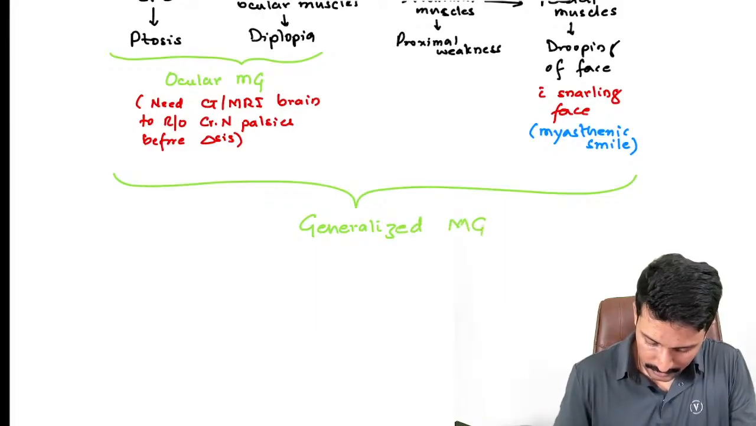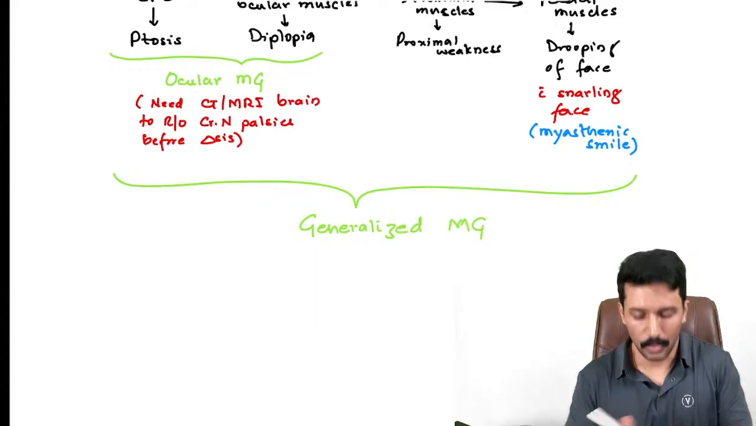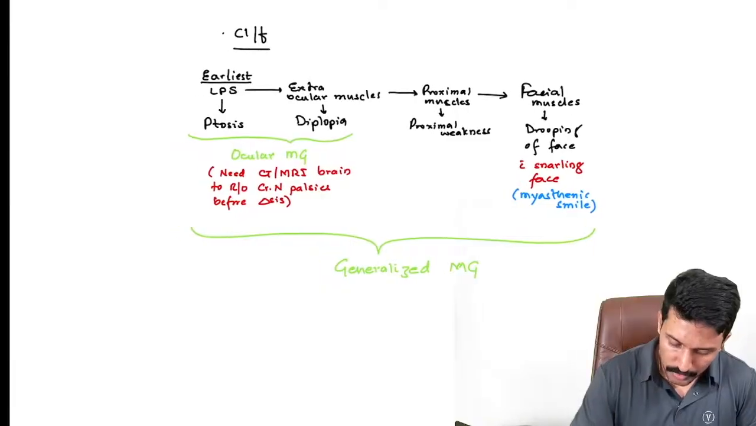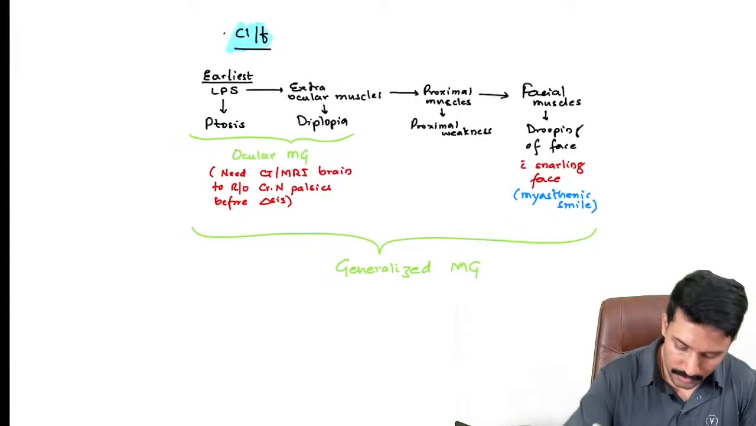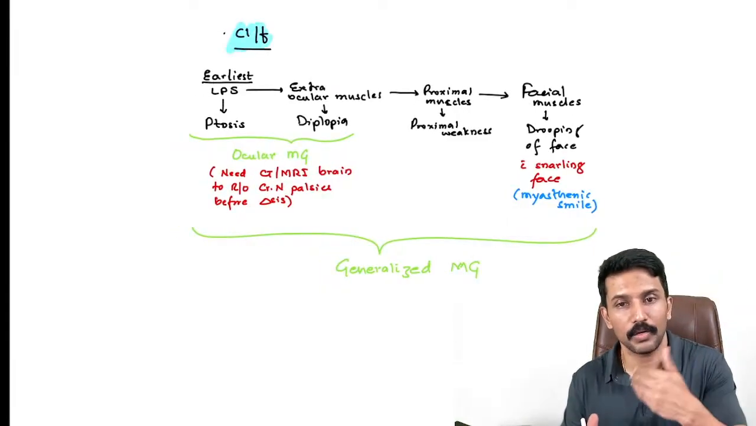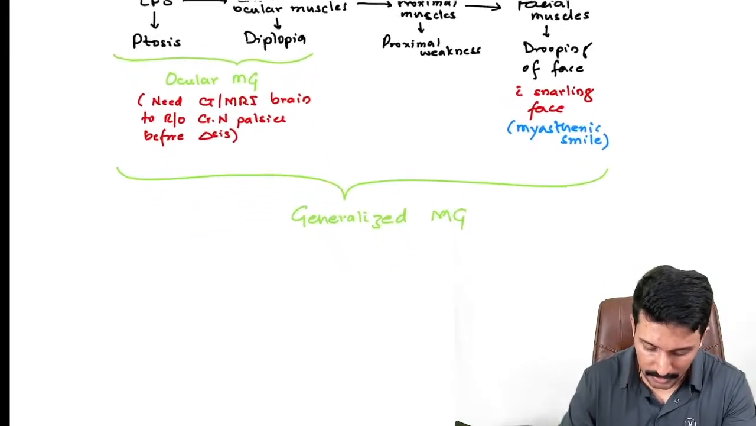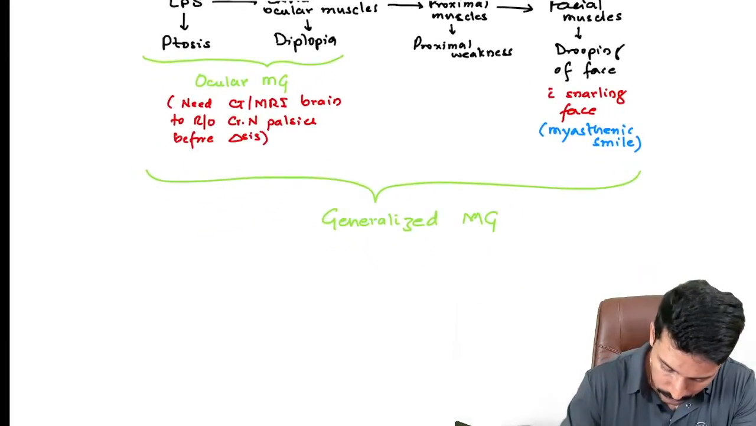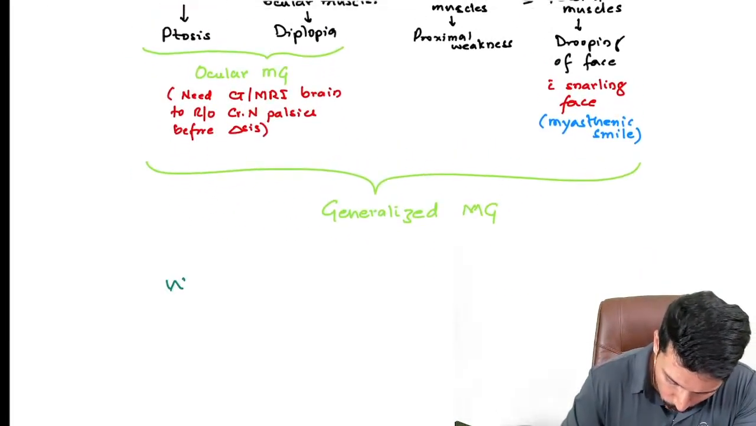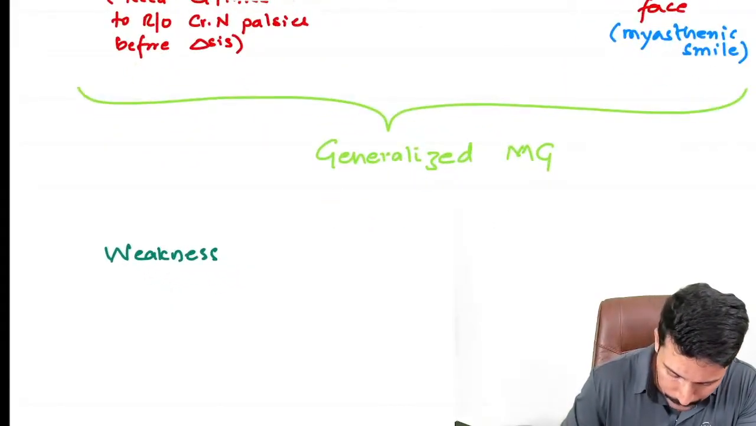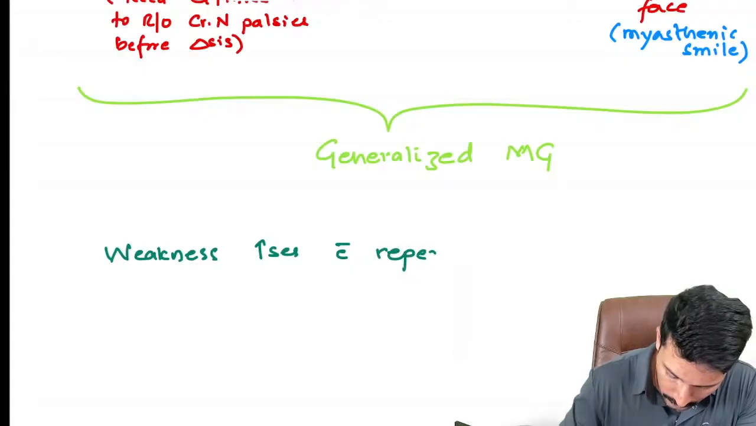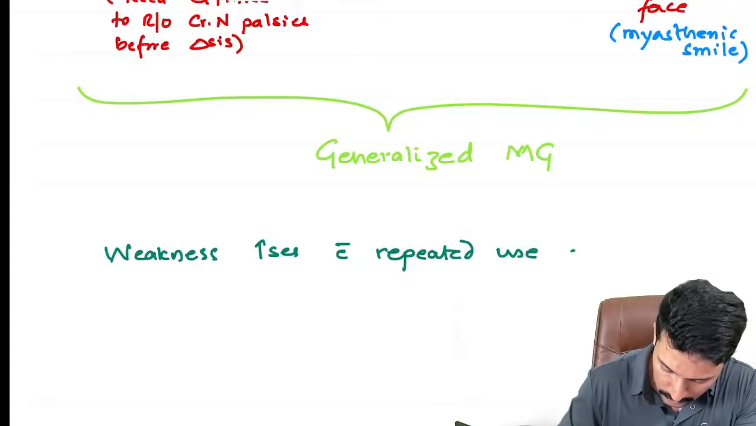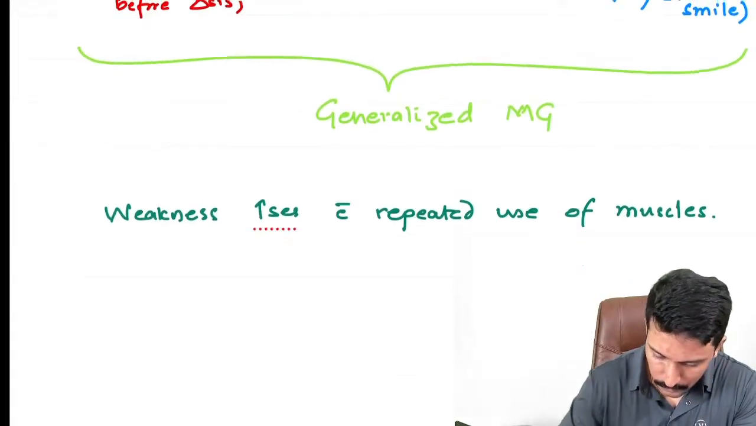Generalized myasthenia gravis. Okay, now the point to note here, as I've already told you, clinical features wise, these are the involvement of muscles. So these are the symptoms we are expecting. And the point to note, the weakness shows diurnal variation. Weakness increases with repeated use of muscles.